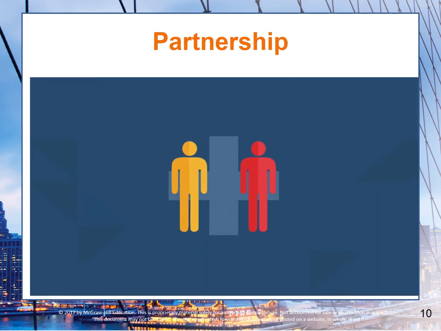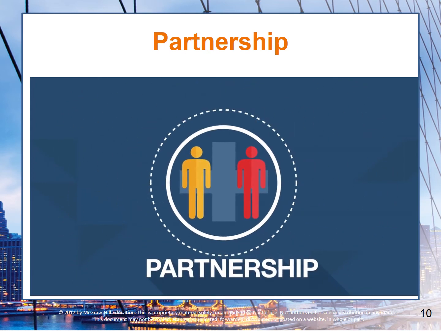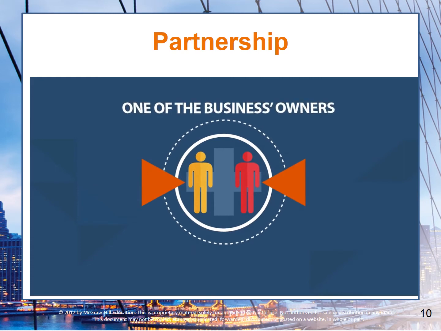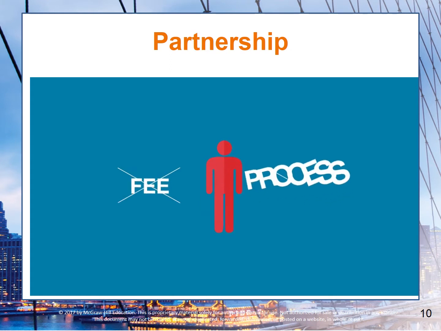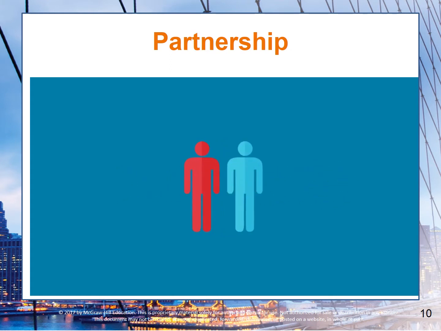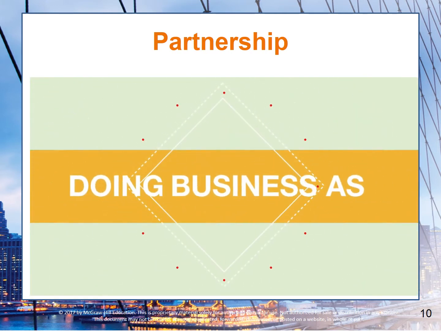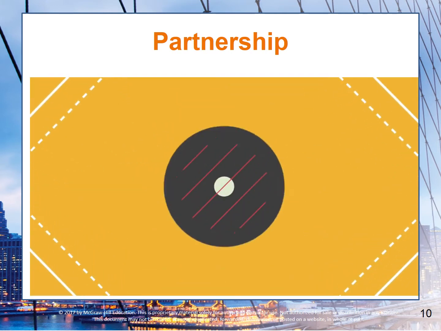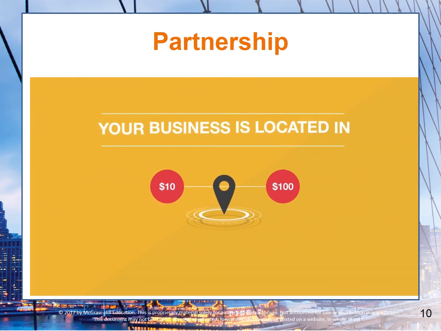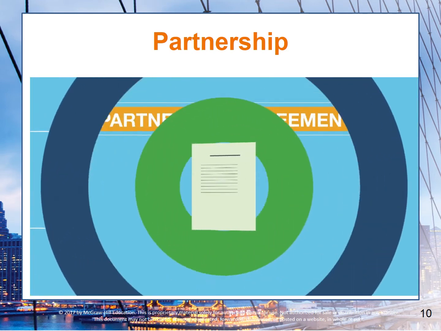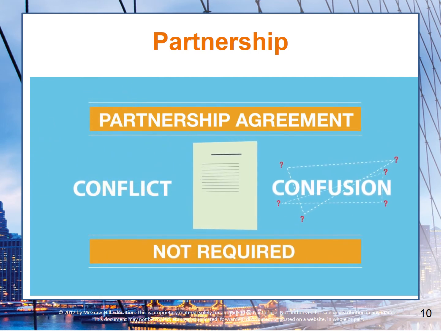Anytime two or more people run a business together for profit, it's an official partnership. In a partnership, each partner is considered to be one of the business's owners. Partnerships are generally pretty easy to set up. There is no fee or process to form a partnership. You just need a partner and to start making sales. You'll also need a DBA, doing business as, if you want to use a trade name. This usually ranges between $10 and $100 depending on the county your business is located in. And lastly, a partnership agreement is recommended in order to minimize conflict or confusion down the line, but not required.